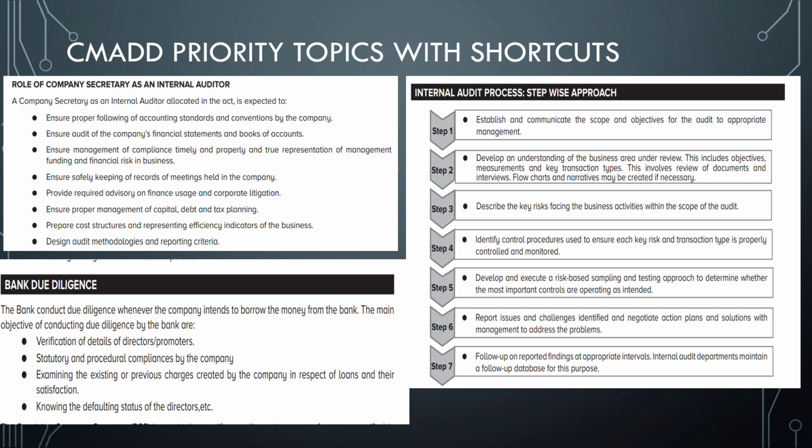I is for identifying the control procedures. E is for establish and communicate the scope and objectives. D is for describe the risk, develop an understanding of the business area under review.